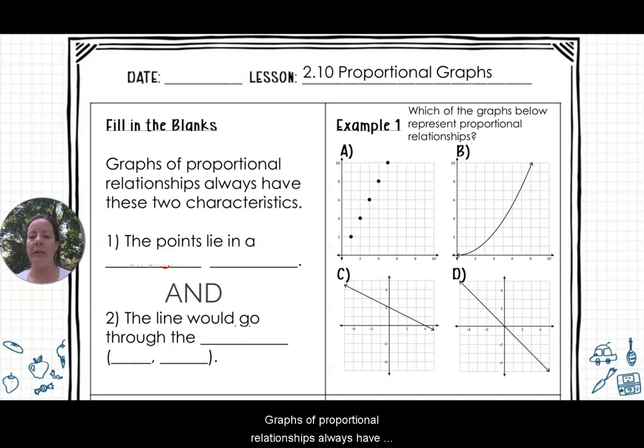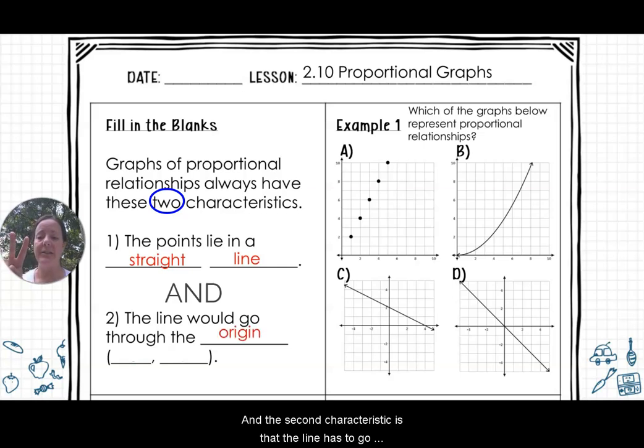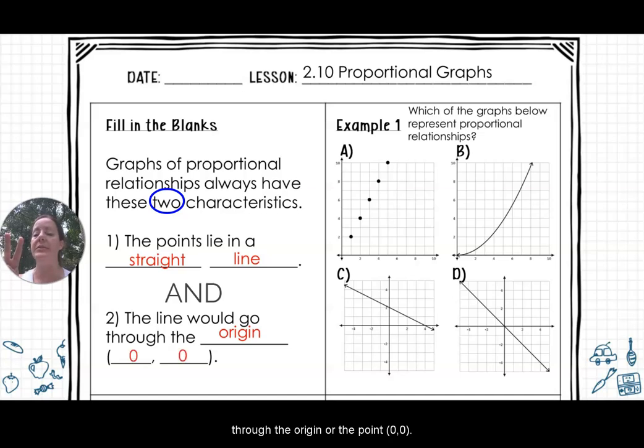Graphs of proportional relationships always have these two characteristics. Notice I said two. They have to have both characteristics in order to be proportional. The first one is the points lie on a straight line. That means all of my points have to make a straight line. And the second characteristic is that the line has to go through the origin, or the point 0, 0.